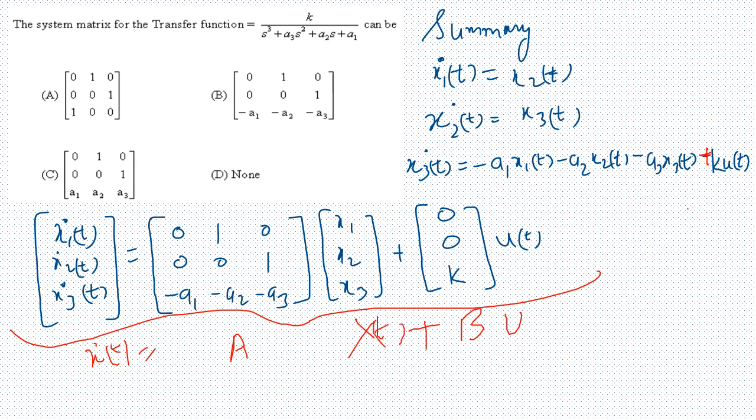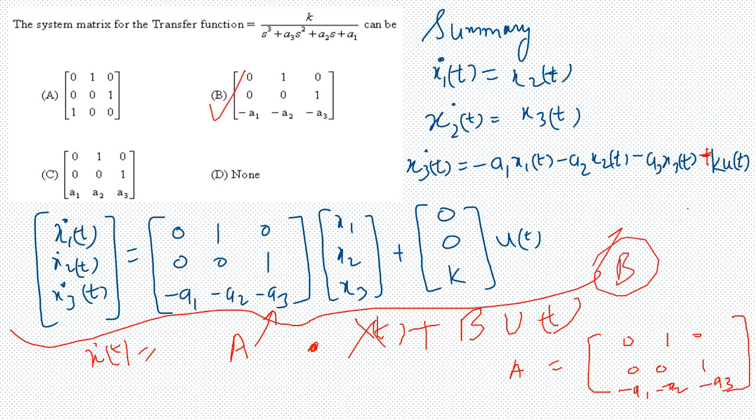If you combine this, then you get A as this matrix: 0 1 0, 0 0 1, minus a1, minus a2 and minus a3. So option B matches with it, so B is the correct option for this question. Okay, so thanks for watching.